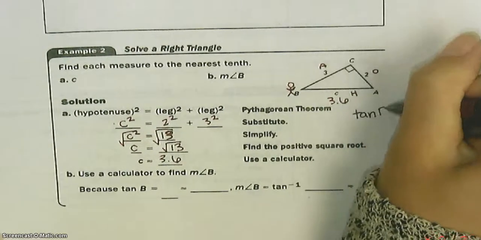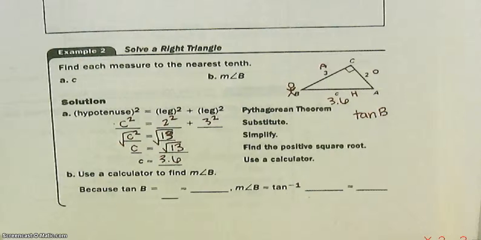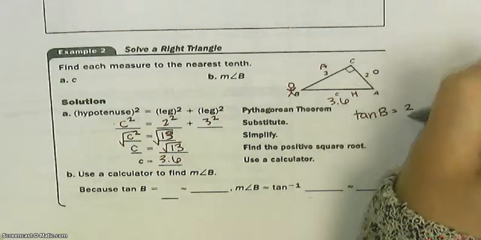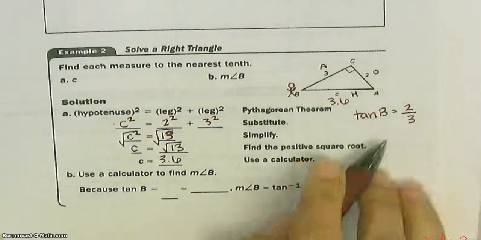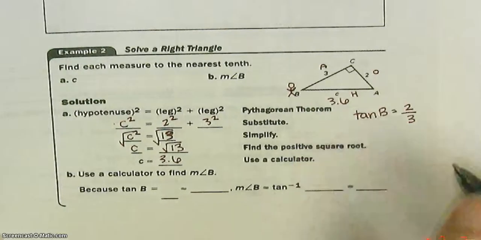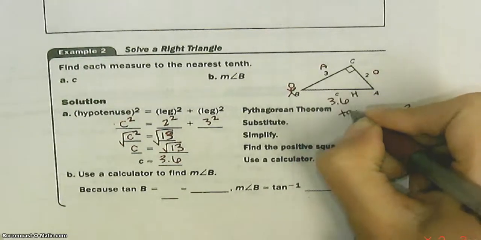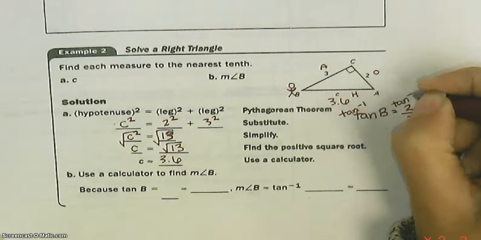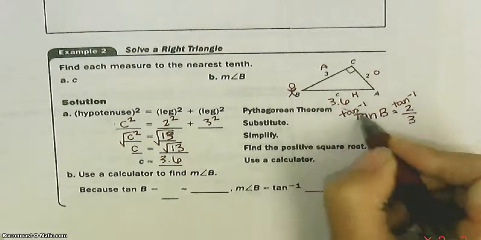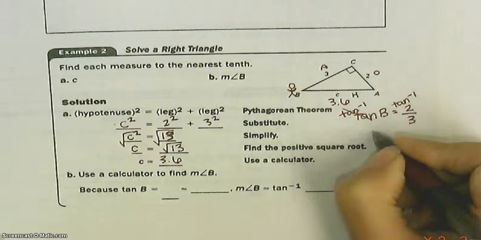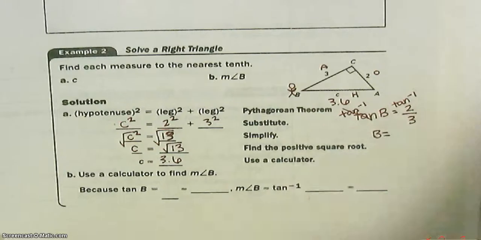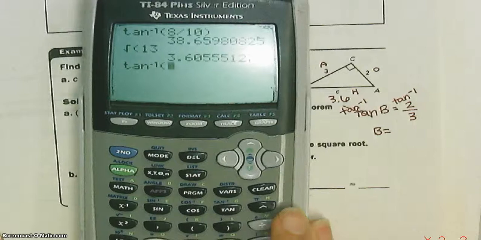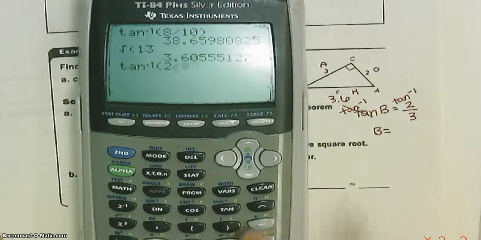Where am I standing? Standing at B equals opposite, which is 2, over adjacent, which is 3. Once again, my variable's here now because I'm looking for the angle. I need to get rid of tangent, so I take the inverse of both sides. These cancel, and I'm left with B equals second tangent. This is when I'm solving for angles. 2 divided by 3.